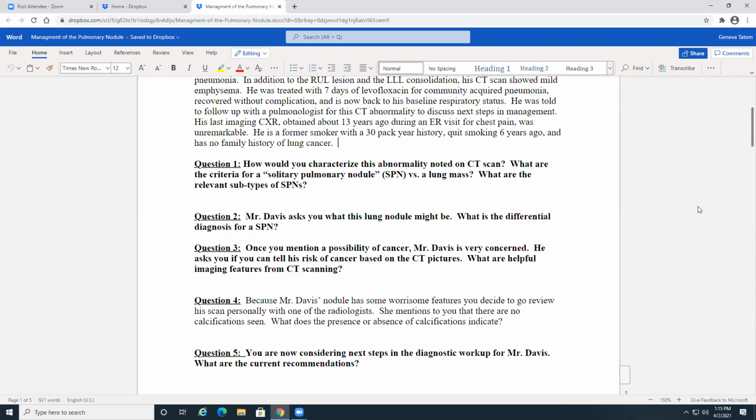Yeah. And that's exactly the rationale that you would use. You'd use a risk calculator module to help you. And you've got a lot of clues here just by his history, his social history, right? He has at least a 30-pack year smoking history, which right then and there is going to put him at a relatively high risk. Right?